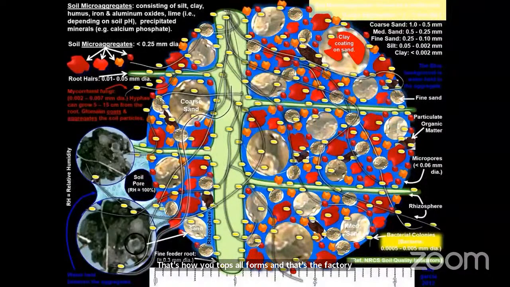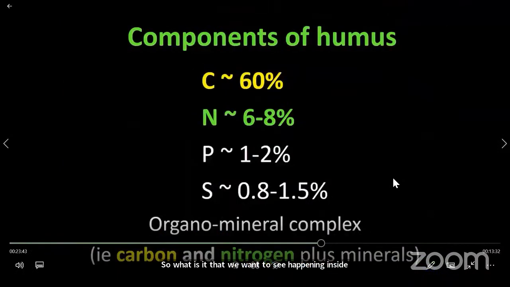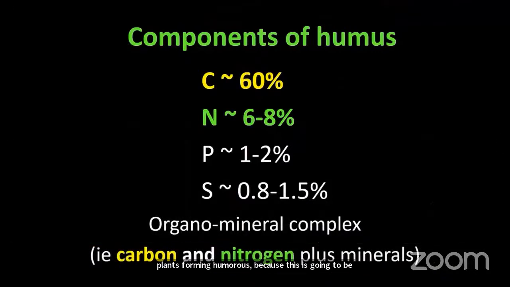So what is it that we want to see happening inside those rhizosheaths and macroaggregates? We want to see the plants forming humus, because this is going to be the holy grail for your soil. Humus has very high cation exchange capacity and very high water holding capacity, and it is the primary builder of soil structure. So this is what is going to make it much easier for crops to grow and to be much more resilient in the face of climatic extremes or in the face of biotic stresses from pests and diseases, because they'll be able to obtain all the nutrients and things that they need.